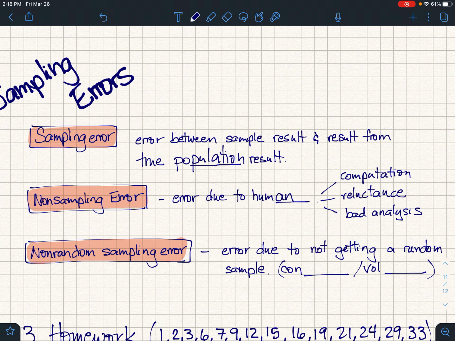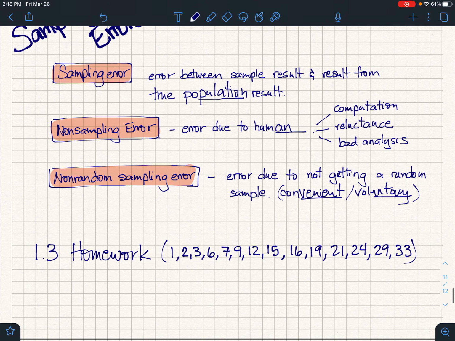Non-random sampling error. This is an error due to not getting a random sample. And here this is like convenience or voluntary sampling, those are the most popular non-random sampling errors, okay? You're just too lazy in setting it up and you just said, hey, I'm gonna stand in this corner and just ask people. It's gonna be nice and random. Well, it's not random, you're just lazy.